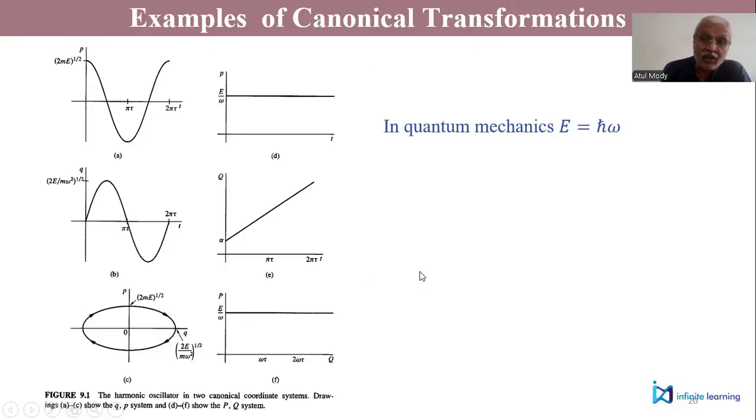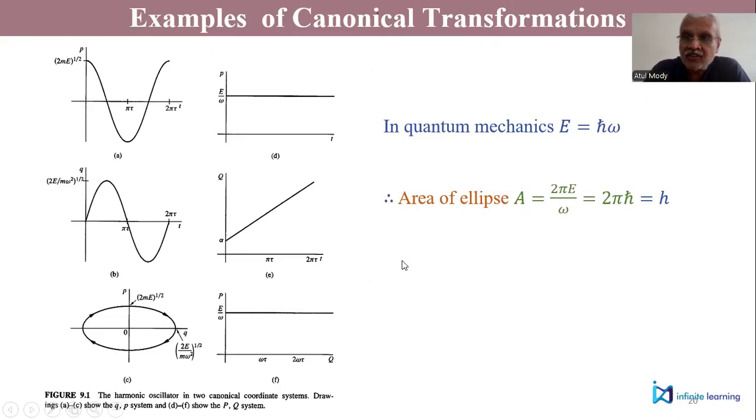Right? In quantum mechanics, we'll not go into detail of the physics behind all this, but in quantum mechanics, for a simple harmonic oscillator, your energies are multiples of h bar omega. So if you take E as h bar omega, then the area of the ellipse turns out to be h. Okay? So that is basically the area in phase space of a one-dimensional simple harmonic oscillator in quantum mechanics.